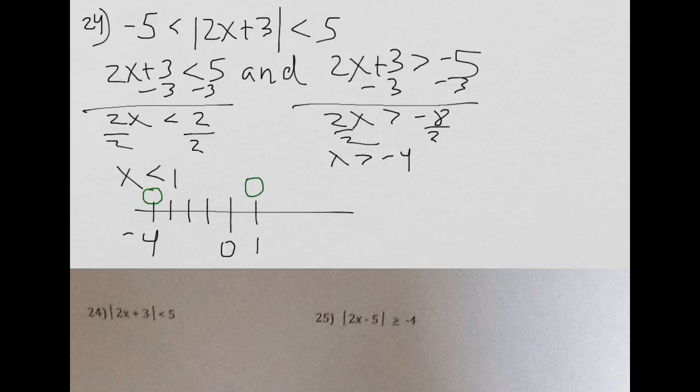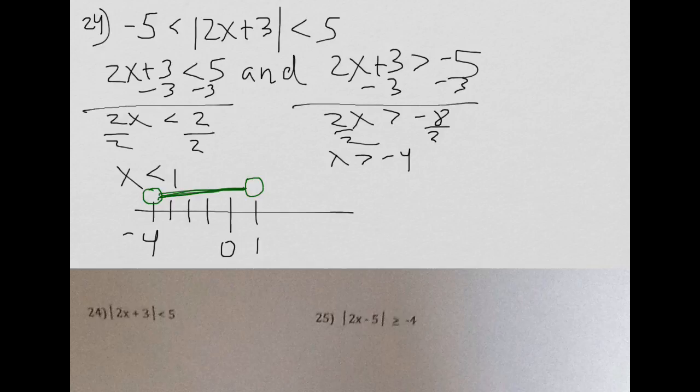Now let's look at the direction of the arrows. For an "and," remember it has to be what's common between both. So all my x's that are less than 1 is to the left. All my x's that are greater than negative 4 are to the right. So they are meeting just like that.